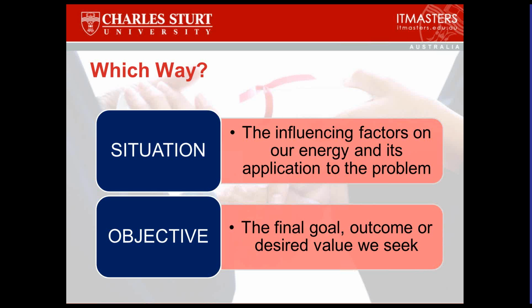And the other big thing is, of course, the objective. What are we trying to achieve? The final goal, the outcome, the desired value that we seek. Now, what we're going to look at in the next two weeks, when we look at Scrum, I'm not just going to tell you this is how Scrum works. I'm going to hopefully delve into why Scrum was created the way it was. Which of these situational and objective factors was it actually built to solve? And then we're going to do the same thing with Lean.